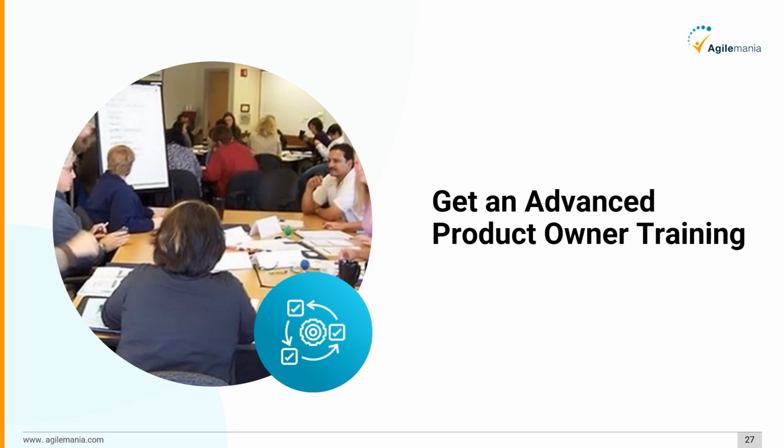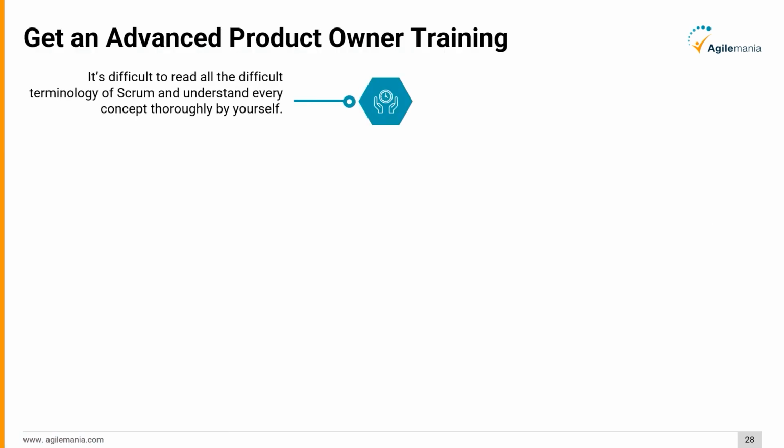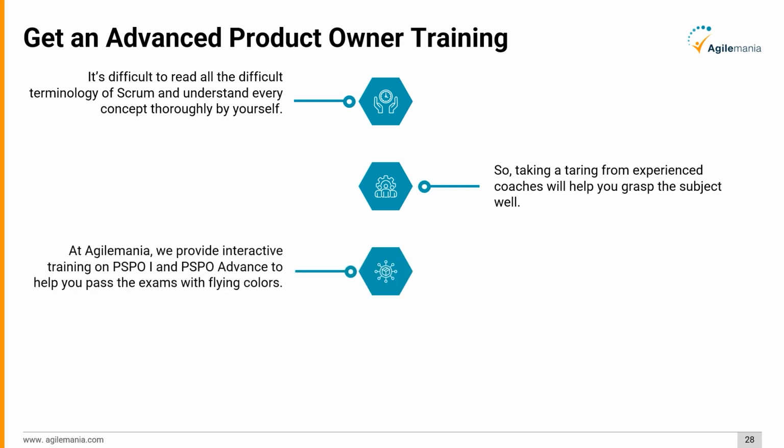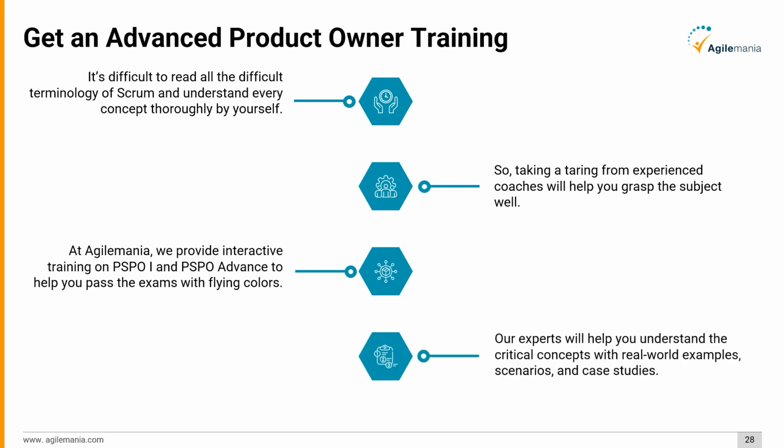5. Get an advanced product owner training. It's difficult to read all the difficult terminology of Scrum and understand every concept thoroughly by yourself. So, taking a training from experienced coaches will help you grasp the subject well. At Agilemania, we provide interactive training on PSPO I and PSPO Advanced to help you pass the exams with flying colors. Our experts will help you understand the critical concepts with real-world examples, scenarios, and case studies.